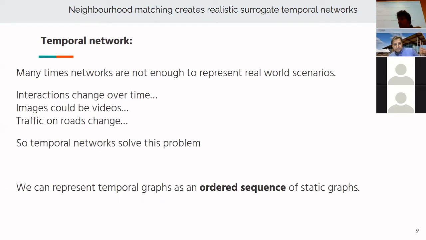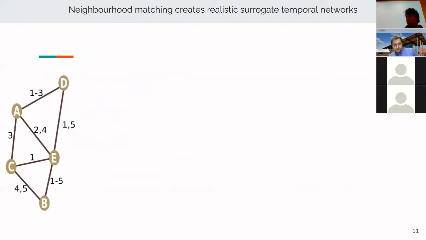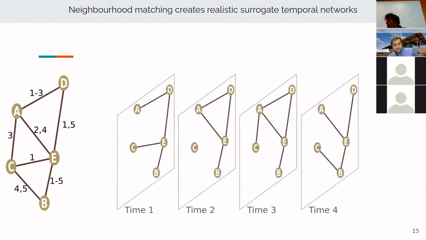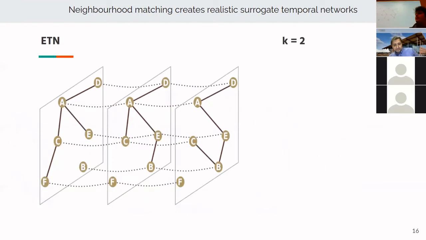And how can we represent a temporal network? Well, we can have an ordered sequence of static graphs. Suppose that we have this graph here, it's a simple graph that is temporal. Then we have labels on edges that tell you at which time the interaction is happening. So for instance, the edge between A and C happened at time step 3, okay? And so we can model this as a sequence of static graphs. Cool.